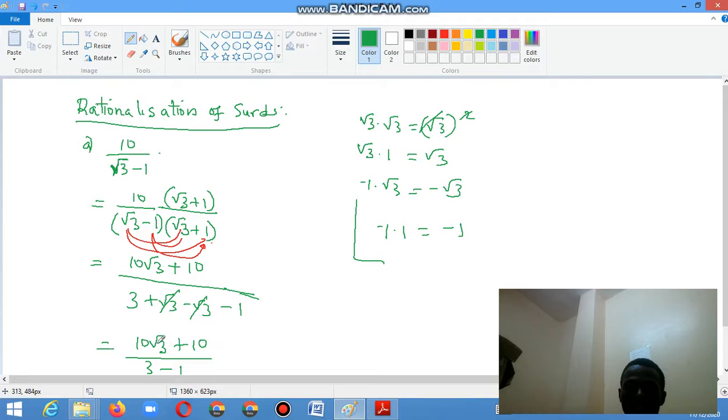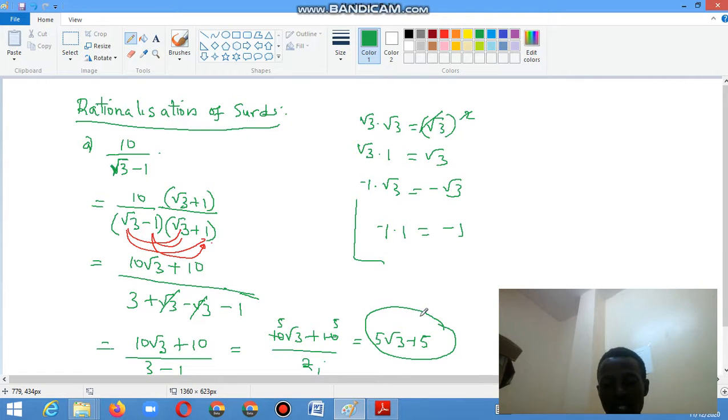Then there's no more you can do here. If you want, you can leave it like that: 10 root 3 plus 10 out of 3 minus 1, which is equal to 2. So you can leave it at this point, or you can try to simplify it further. Divide by 2: 10 by 2 is 5, 10 by 2 is 5. So you come up with 5 root 3 plus 5. This is the answer.